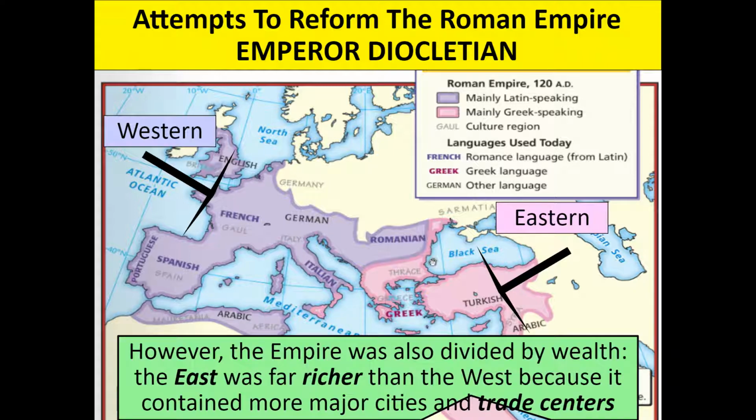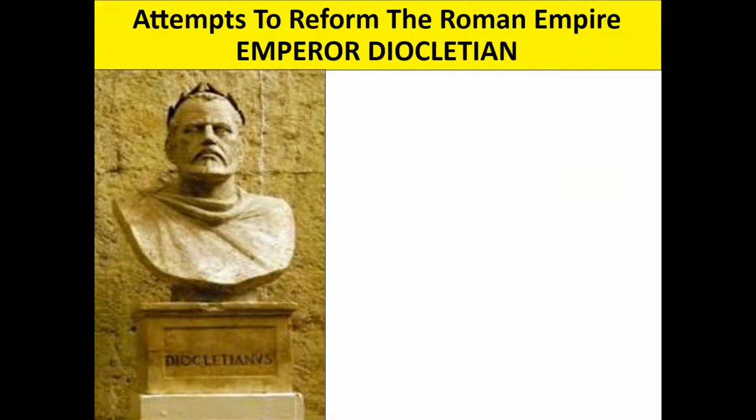However, the empire is also divided by wealth. The East is way richer than the West, and that's because it has major cities, true, but it also has massive trade centers. If you want to trade with the Eastern powers, with Persia, if you want to trade with India, if you want to trade with China, we're going to talk a lot about that after this chapter, then you are in a position of advantage if you're in the East. The people who are in the West, to trade with those places, have to go through the eastern portion of the empire.